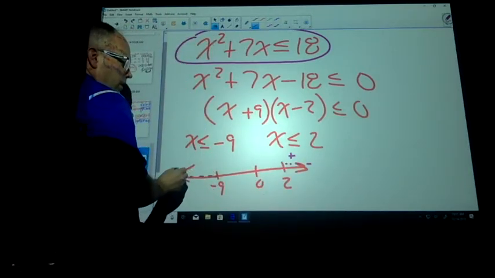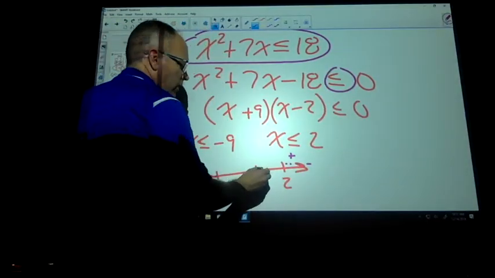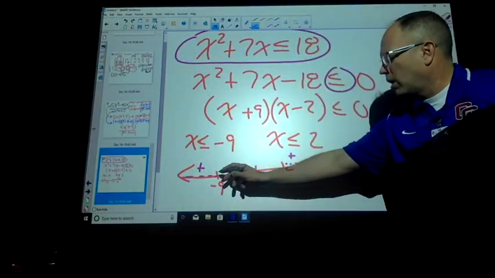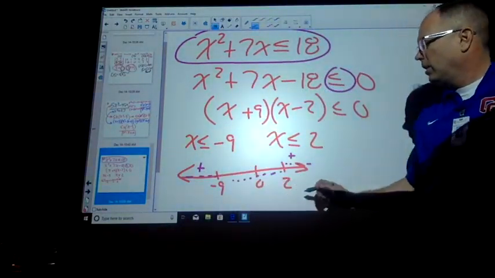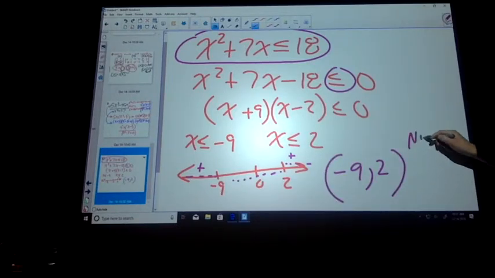Over here, these are all positives. But I want values that are less than 0. All in here is negative. So where is it 0 or less than 0? So it's negative between negative 9 and 2, and this is not a point. That's your interval notation.